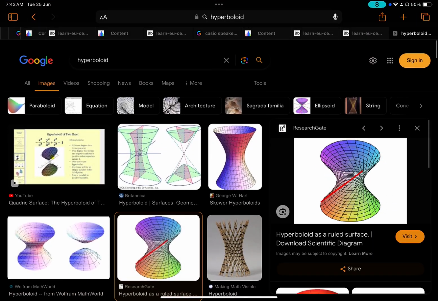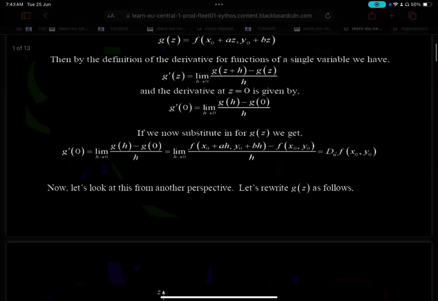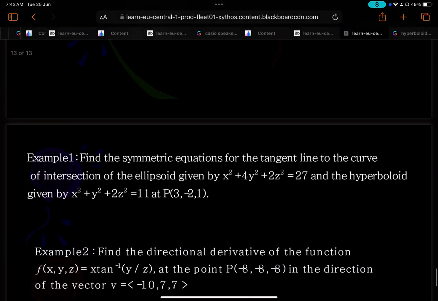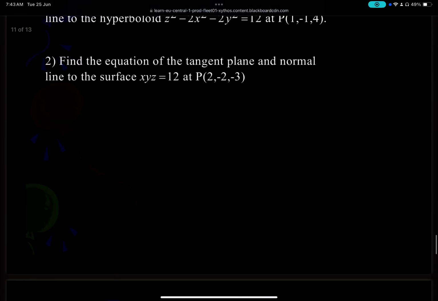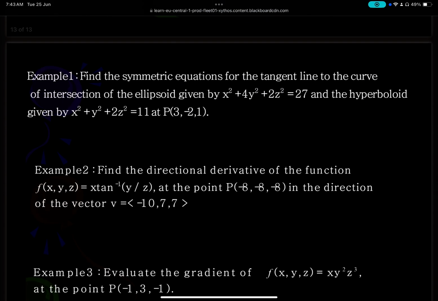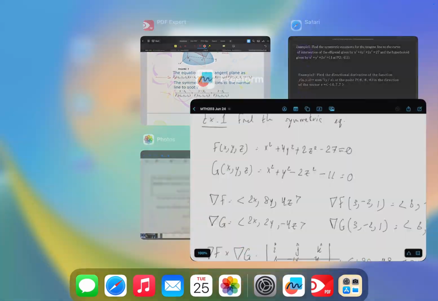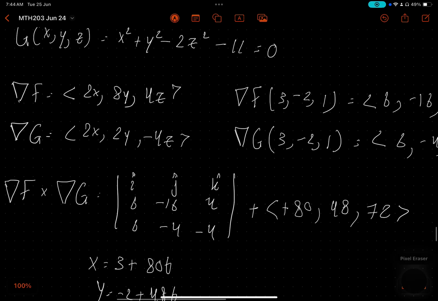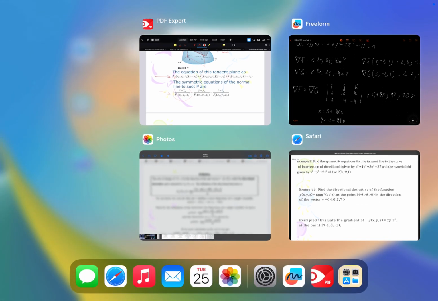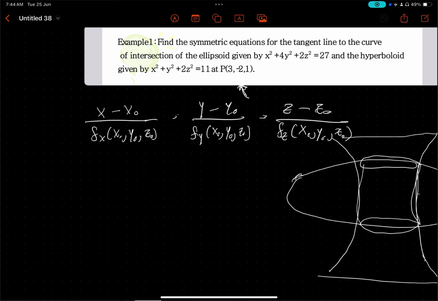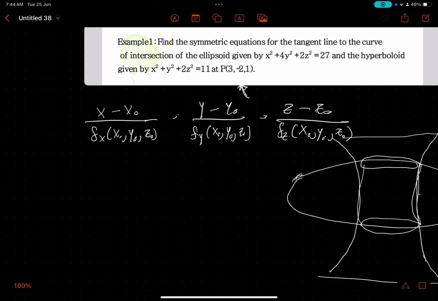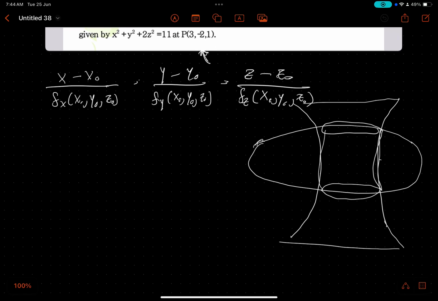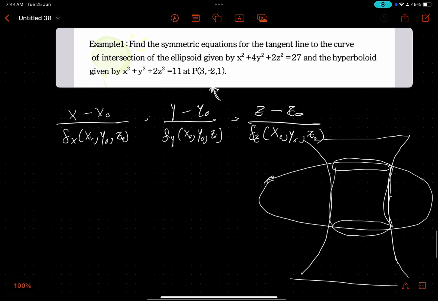In order to find the intersection, we need to do a cross product. Yeah, we need to do the cross product of the gradients of f and g. So we need to find the gradient for both curves. That's our goal. In order to find the gradient for both curves, we first do the following.